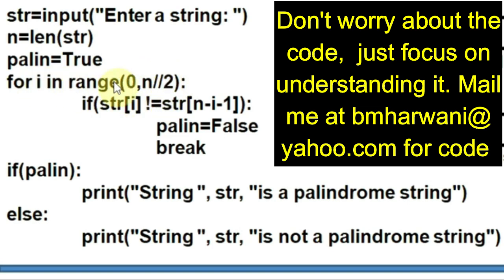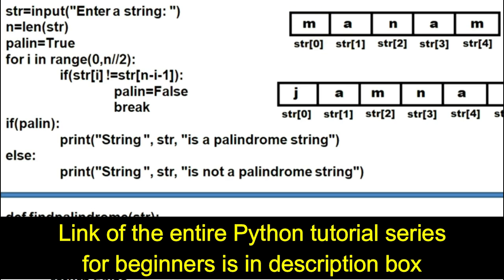So i will be 0, the loop will be executed, then the value of i will become 1, again the loop will execute. When the value of i will become 2, the loop will terminate. Okay. In the first iteration, the value of i is 0. This str0 has to be compared with the last character, str4. Let's see how. str0, i is 0. n is 5. 5 minus 0 minus 1, that is 4. This str0 is compared with the str4 index location.